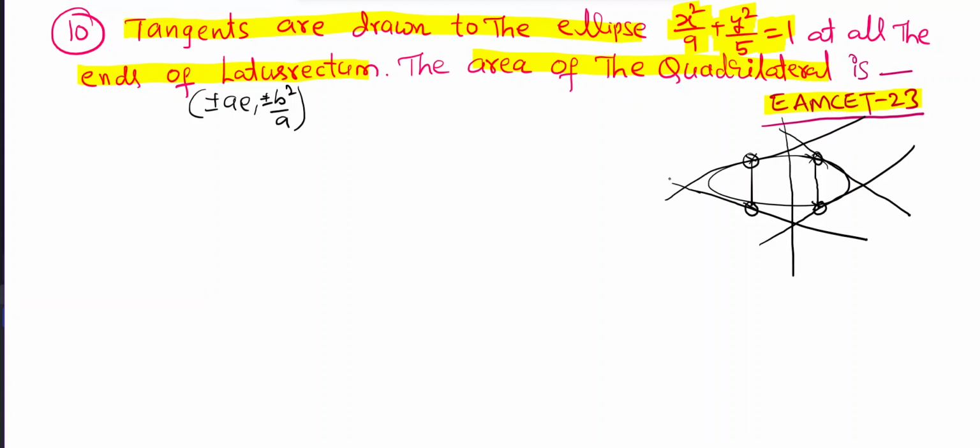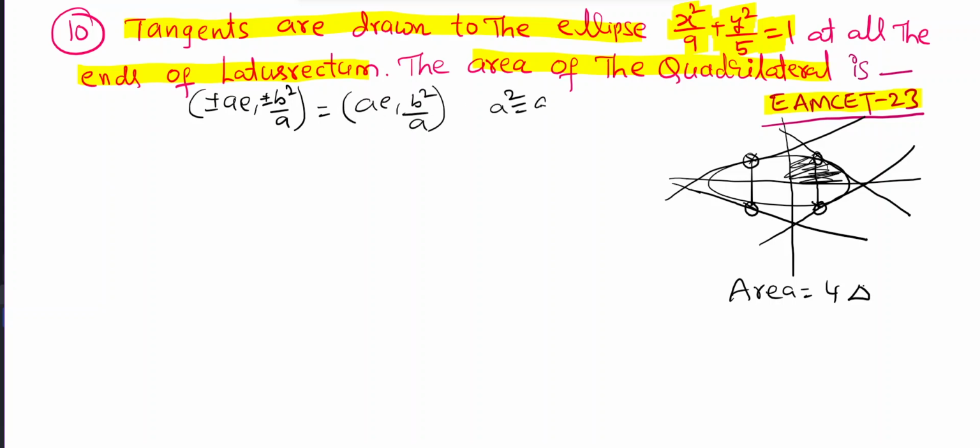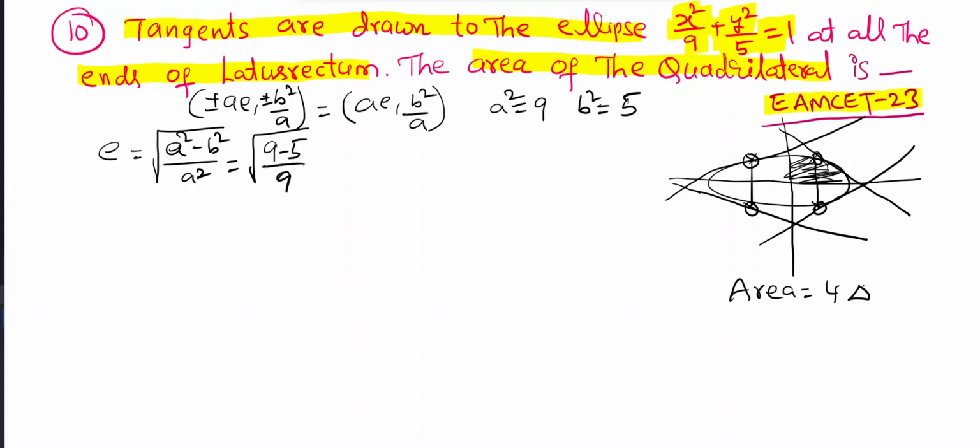These are the coordinate axes. First find the area of this part, then the area is equal to 4 into delta, since there are 4 equal parts. This is the area, 4 into delta. So first we take the point (ae, b square by a). First find the eccentricity. Here a square is 9 and b square is 5. We know the formula for eccentricity is root of (a square minus b square) by a square. This is root of (9 minus 5) by 9, that is root of 4 by 9, which is equal to 2 by 3. This is the eccentricity of the ellipse.